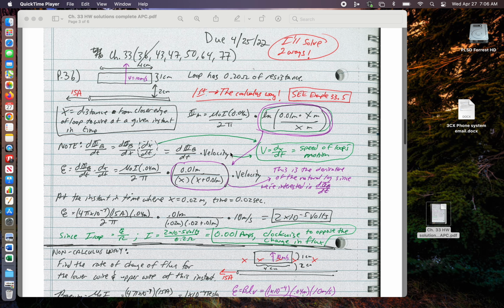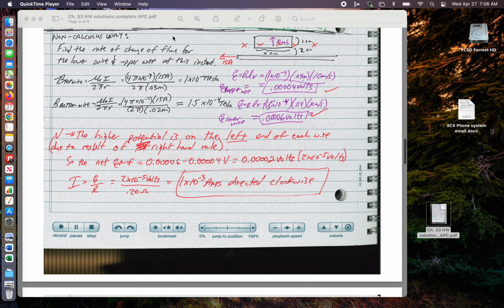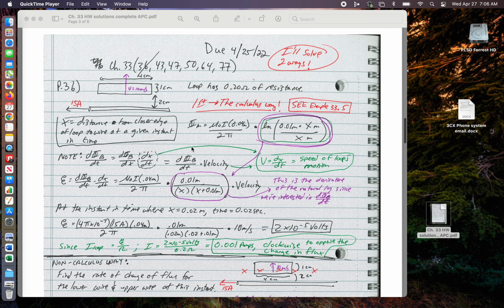This one I talked about in class with the calculus solution, or the non-calculus solution is down here. The calculus solution is up here. So this example in class is this example in your book, 33.5. It's on page 971 in your textbook. Gives you an idea of how to do this. Otherwise I would have been struggling to do this.